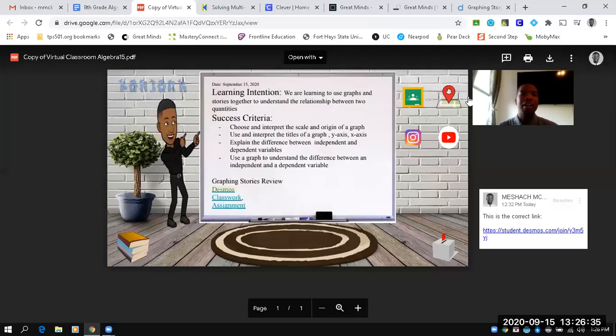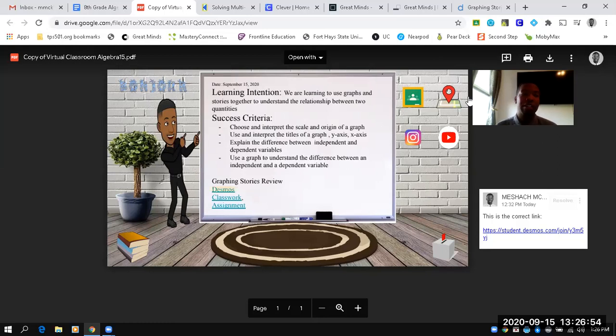All right, so again, like I said, and we did this yesterday, we're going to be learning how to use graphs and stories together to understand the relationship between two quantities. And quantities are the labels that we normally put on the x-axis and y-axis, all right?